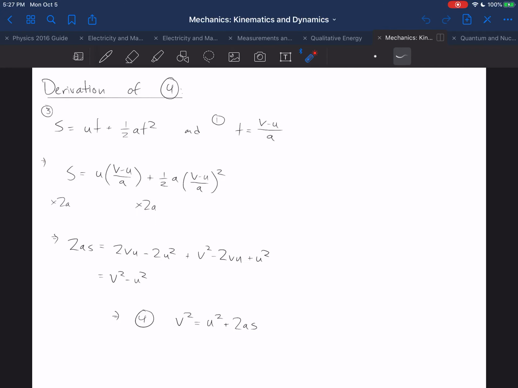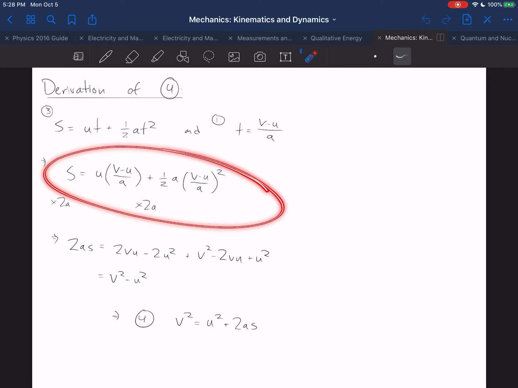So start out with equation 3, that is s equals ut plus 1/2 at squared, and equation 1. We're going to rearrange equation 1 to solve for the time, take that value and plug it in for the time in equation 3, and then do some algebra and make it a little easier to read. From equation 1, we know that t is equal to (v minus u) divided by a. And so we take this expression and we plug it in for t in equation 3.